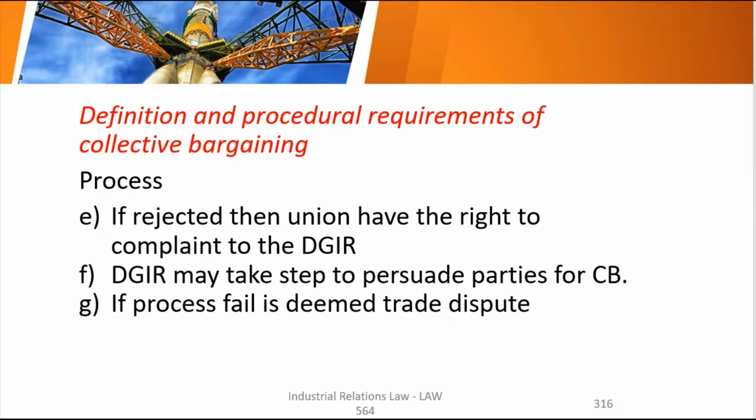In continuation of the process, if the collective bargaining call is rejected, then the union has the right to complain to the Director General of Industrial Relations, obviously in written format. And the Director General may take steps to persuade the parties for CB, because tension is arising between both parties. Especially, the trade union wants things to go fast, the employer wants to slow it down. So if the process fails, then it is considered a trade dispute, which is the status where the trade union can take action against the employer, or the employer in certain situations can also take action against the trade union.